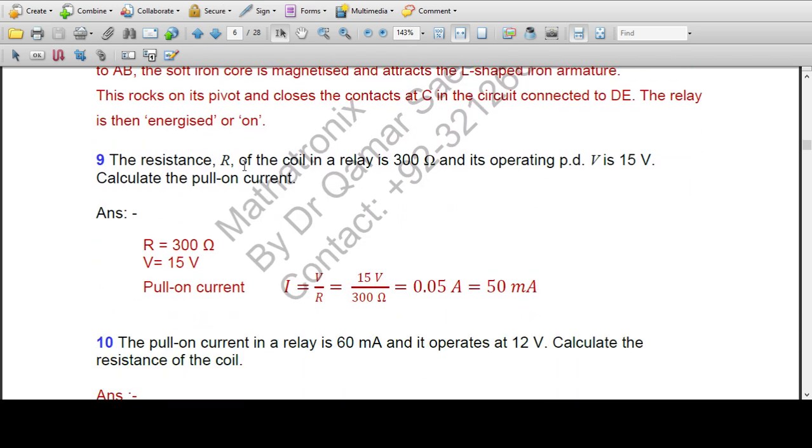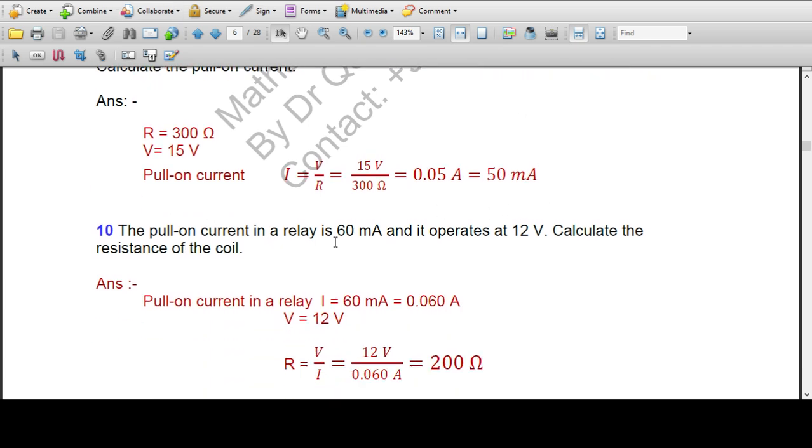The resistance R of a coil in a relay is 300 ohms, and its operating potential difference is 15 volt. So the resistance is given and the voltage is given. Calculate the pull-on current. So pull-on current I is equal to V upon R, 15 volt divided by 300 ohms is equal to 0.05 ampere, which is 50 milliampere.